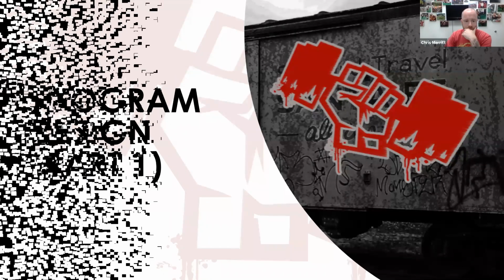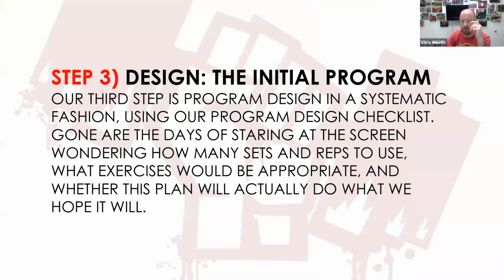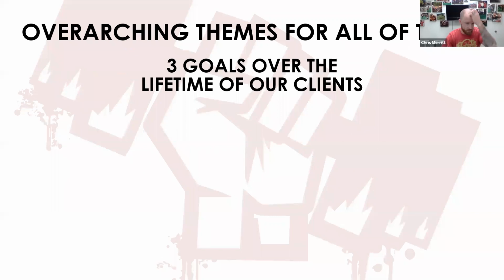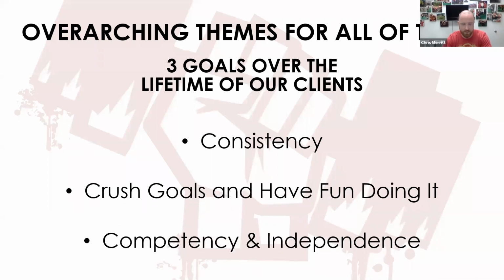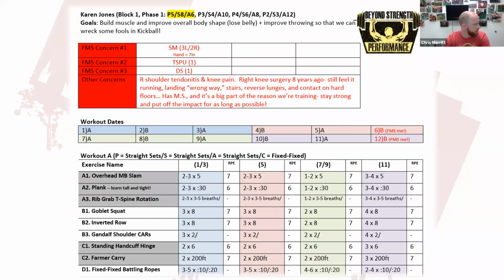So we're on to step 3 now, getting into program design. I'm going to go through this very methodically, but off to my left here, I made a note on the whiteboard to be clear about something. We've done the program design product, I've presented it a million times. But one of the things I wanted to start with is our 3 overarching goals: consistency, crush goals and have fun doing it, competency, and independence. And I wanted to introduce our sheet.